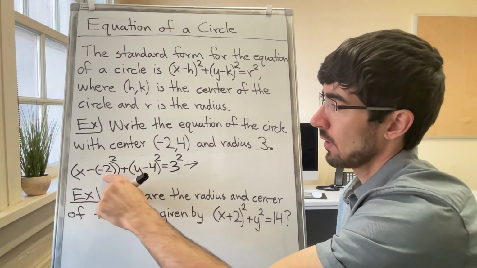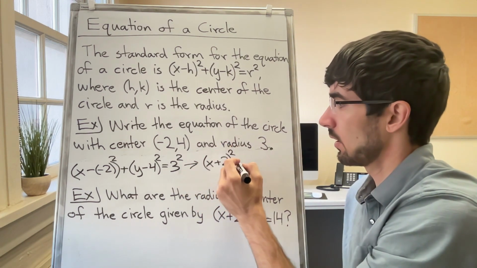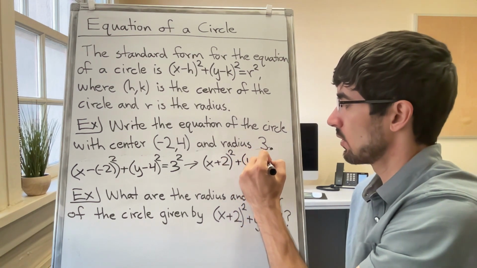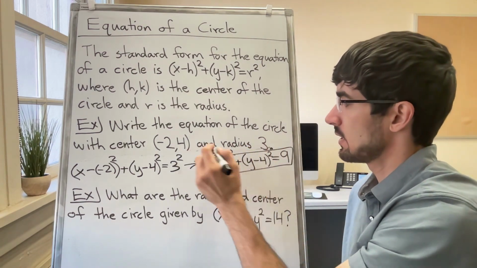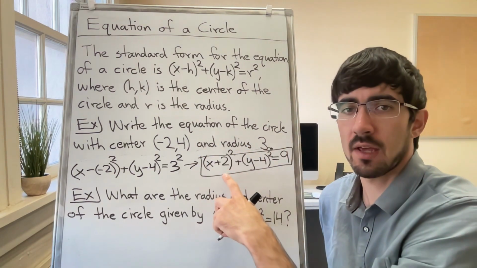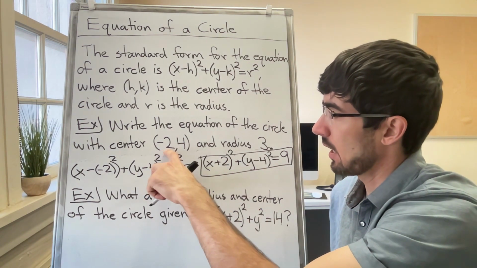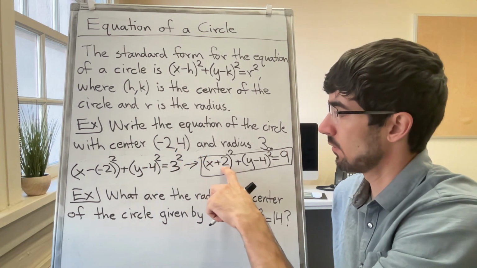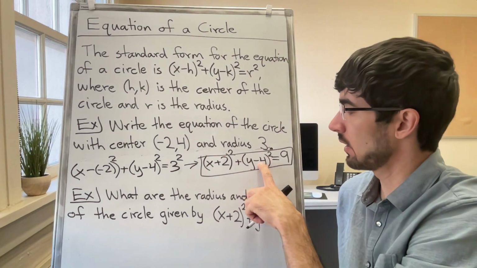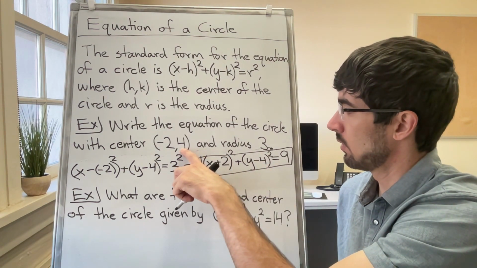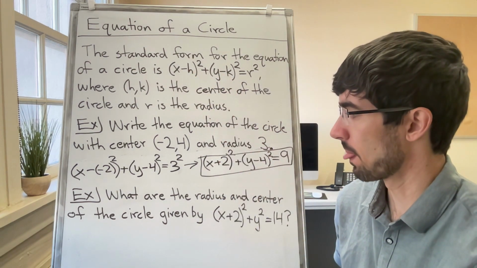x minus -2, if I subtract a negative, that's like adding a positive. So (x + 2)² + (y - 4)² = 9. Here we've simplified it and we have the standard form. Notice that this (x + 2)² results in an x value for the center of -2. So if this sign is positive here, the center has a negative value. If this sign is negative, the center has a positive value for that y value. That's just the way the formula works out with those minus signs built in.